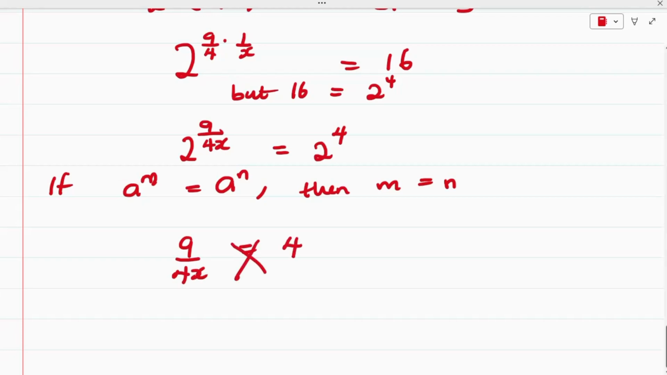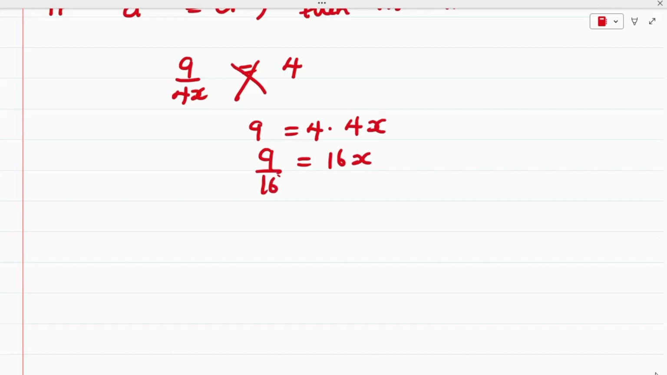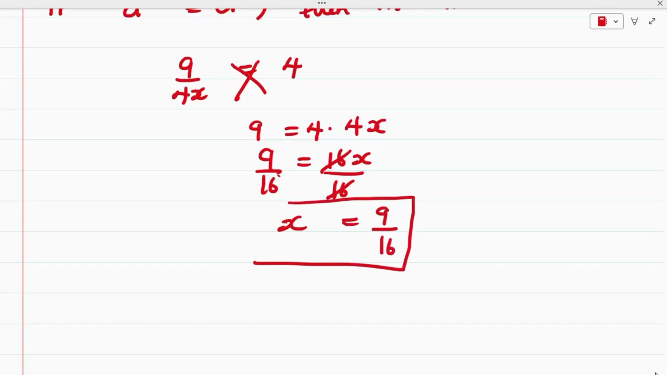So if you cross multiply, we have 9 is equal to 4 multiplied by 4x, and we have 9 is equal to 16x. So dividing both sides by 16 to isolate x, the 16 is going to cancel. So we have that x is equal to 9 over 16, and this becomes the value of x.